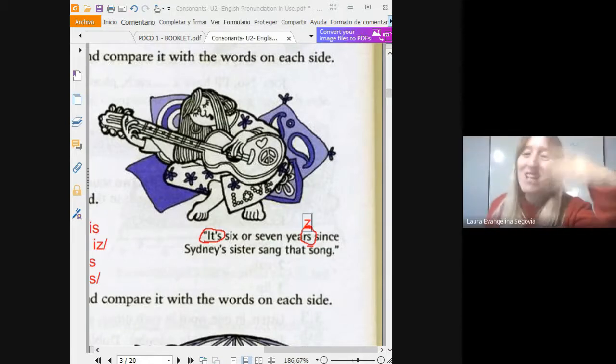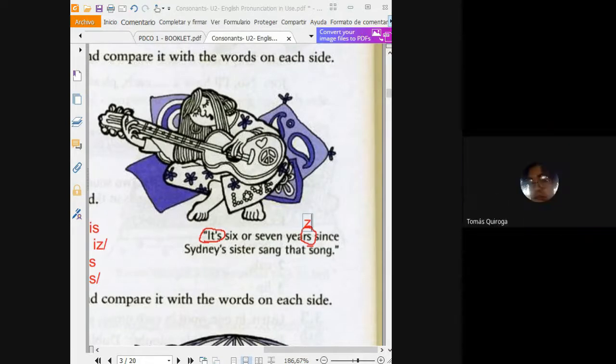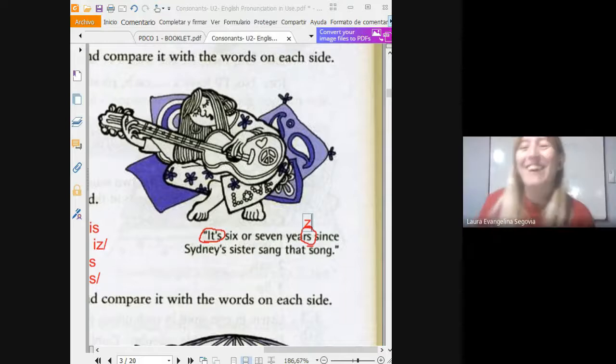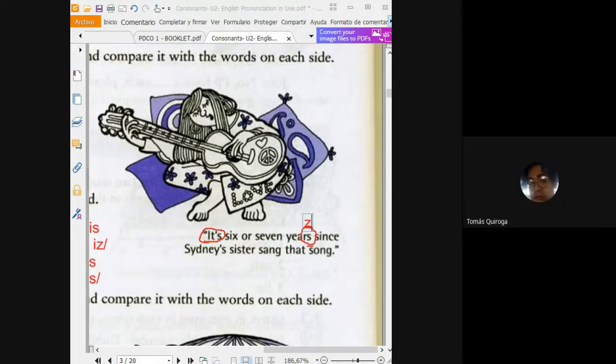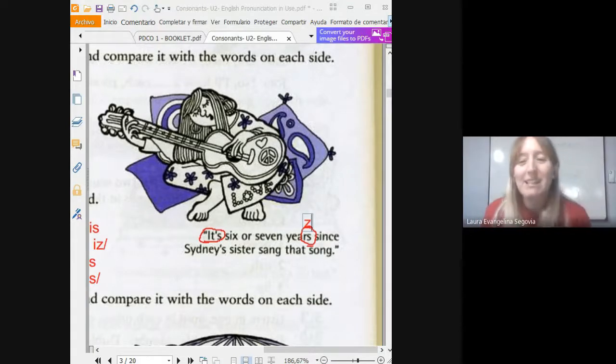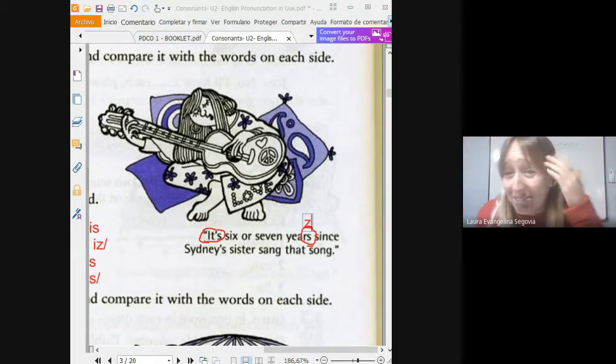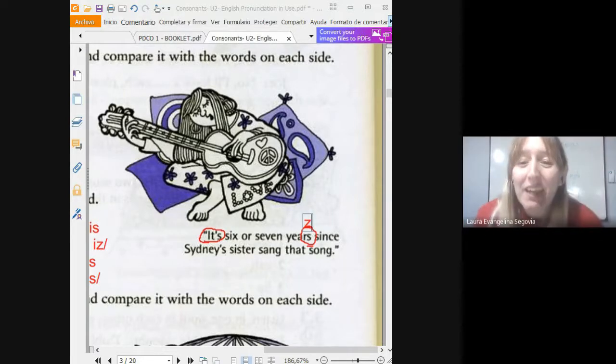Now, chef is not a ch, it's a sh sound. Come on. It's 6 or 7 years since Sydney's sister sang that song. Okay, that's better. I don't know why I get closer to the screen as if I can make the hearing better. I'm from the 20th century, sorry.